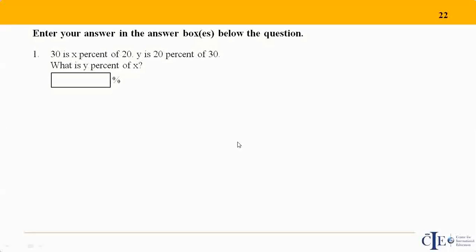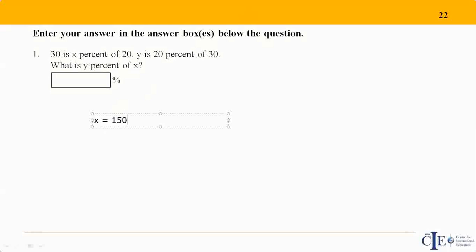Yes. What is it? 9%? Yeah, perfect. Okay. So 30 is X% of 20. So first of all, I need to find what this X is. It says 30 is X% of 20. So how much would be the X value? In this case, X equals 30 as a percent of 20, which is 150, that's 3 by 2.